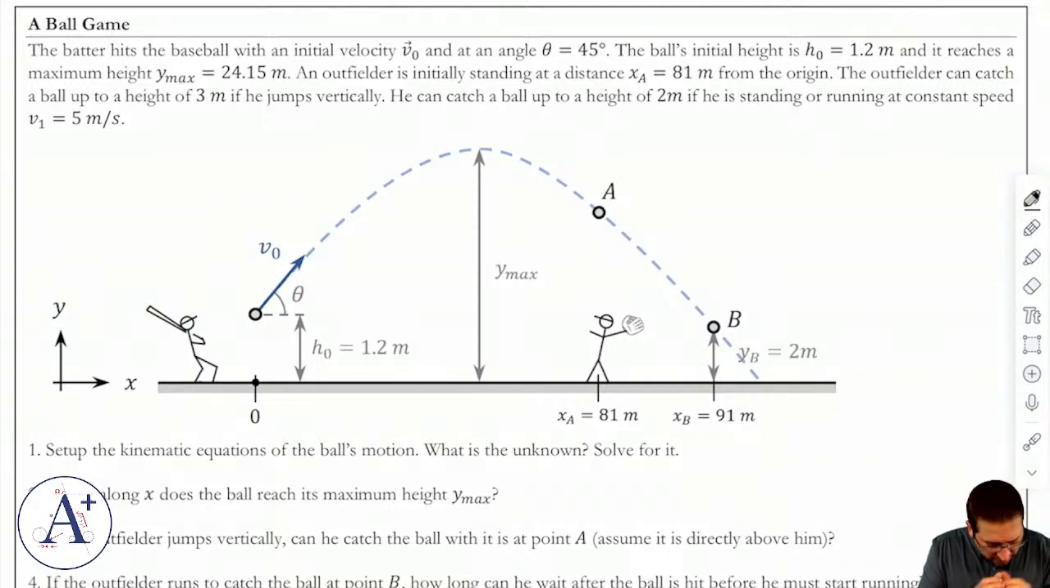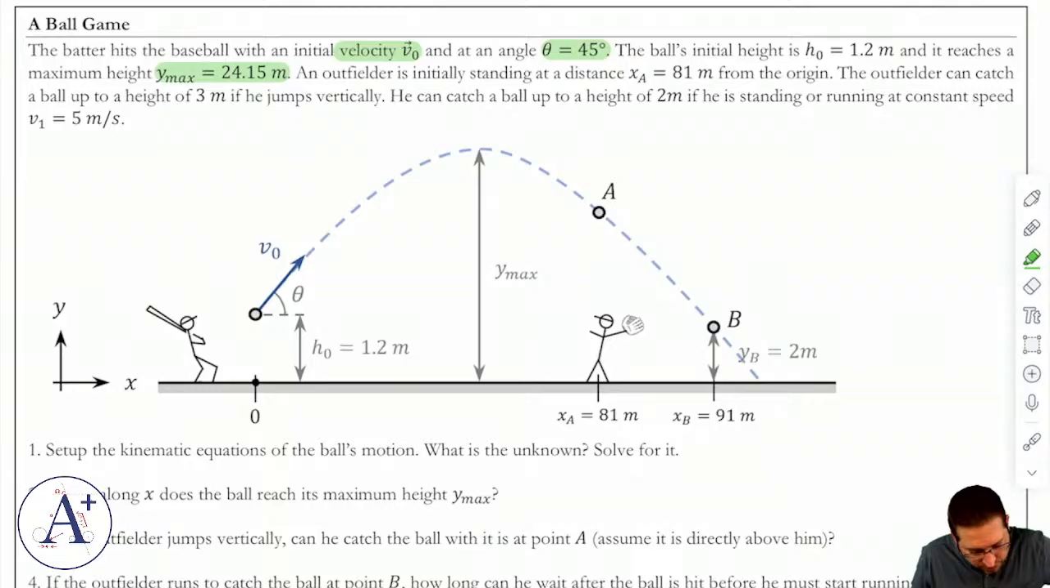So here we have a batter that hits a baseball with a certain initial velocity that is unknown, v0, at a launch angle of 45 degrees, so we do know theta. And the ball is hit at a height 1.2 meters above the ground. Okay, so that's so that we don't have y naught equal to 0 here. So that's going to be incorporated into our equations. And we're told that the max height reached by the ball is 24.15 meters. Okay, yes, you have to give me more information if you want me to find v0, right? So that's part of it.